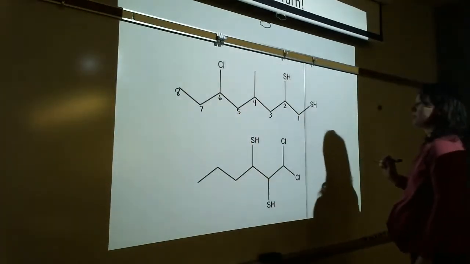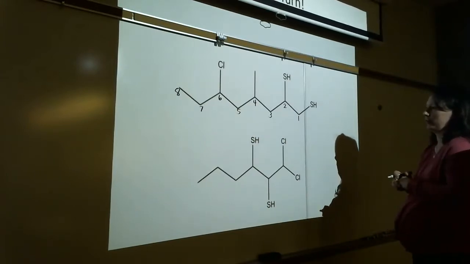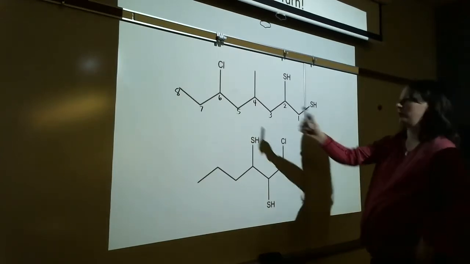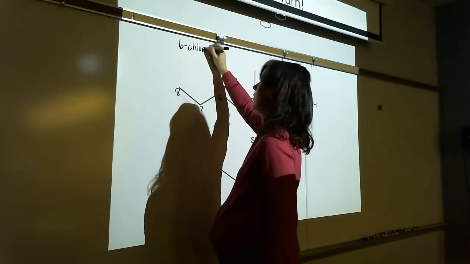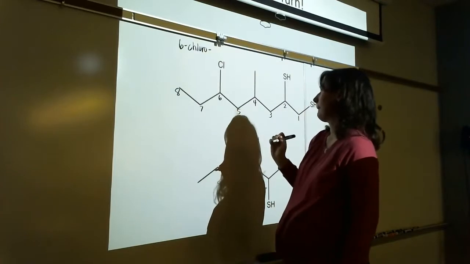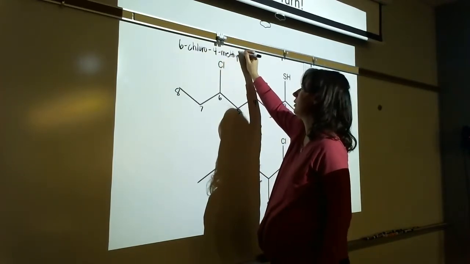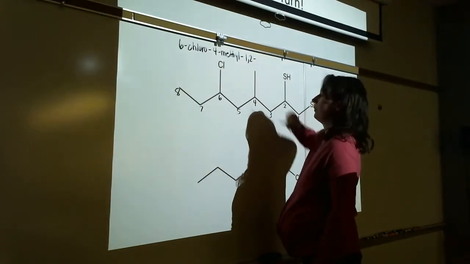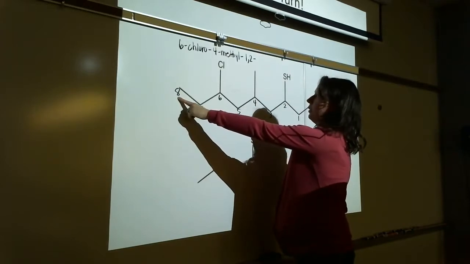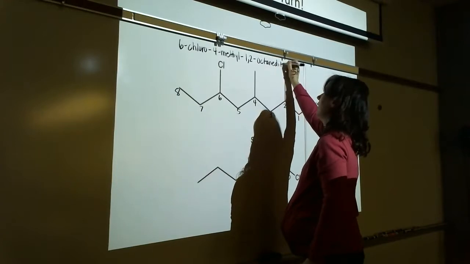All right, so we've got some substituents to deal with here, right? Which substituent comes first alphabetically? The chloro, right? So it would be 6-chloro. Then what? 4-methyl. Then what? This is 8 carbons long, so octane dithiol.